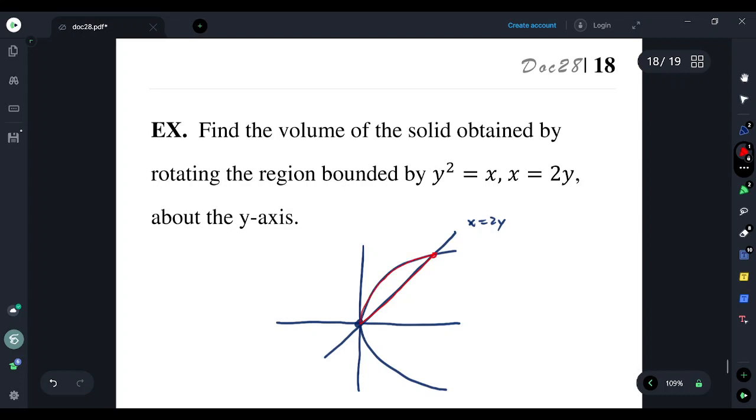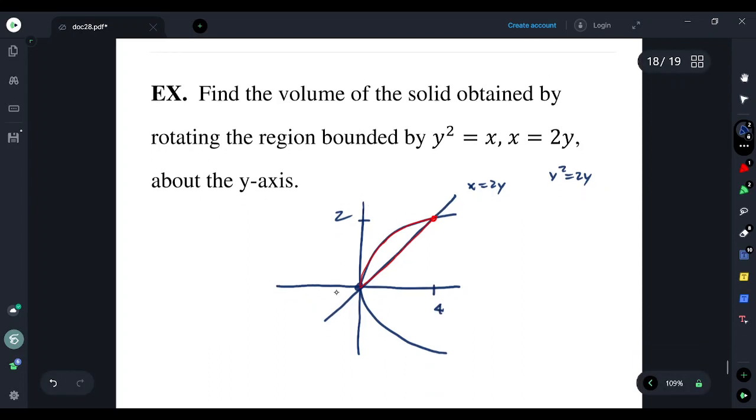You can find the intersection points: plugging x equal to 2y in, y squared equal to 2y gives y equal to 0 and y equal to 2. When y equal to 2, x equal to 4. Okay, so we are going to rotate about the y-axis.